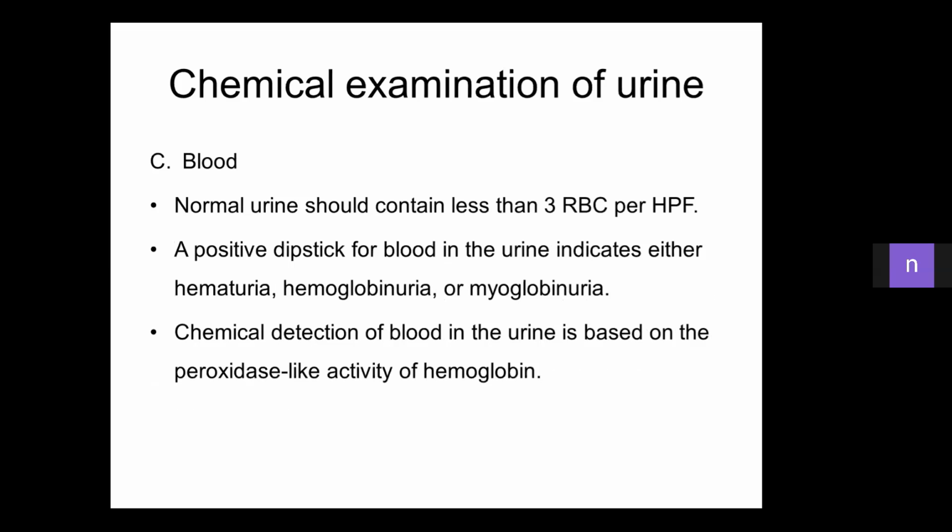Next, RBC. A normal urine should contain less than 3 RBC per high power field. A positive dipstick for blood in the urine indicates either hematuria, hemoglobinuria, or myoglobinuria. Hematuria can be distinguished from hemoglobinuria and myoglobinuria by microscopic examination of the centrifuged urine. The presence of a large number of erythrocytes establishes the diagnosis of hematuria. And if the erythrocytes are absent, it can be distinguished as hemoglobinuria or myoglobinuria.